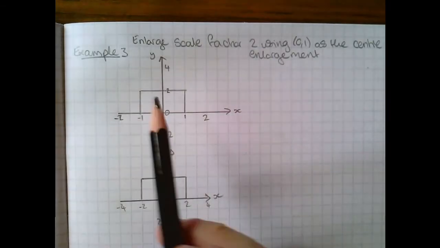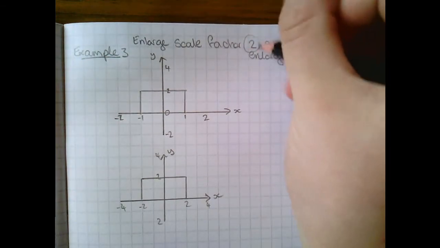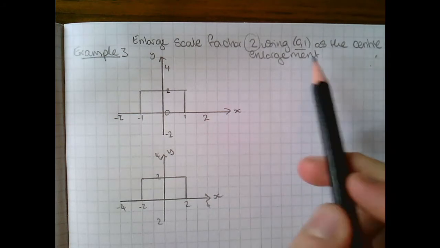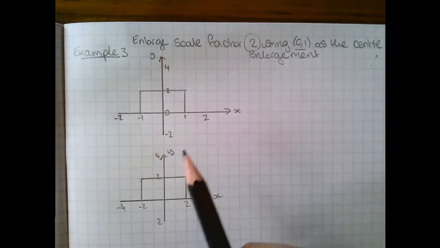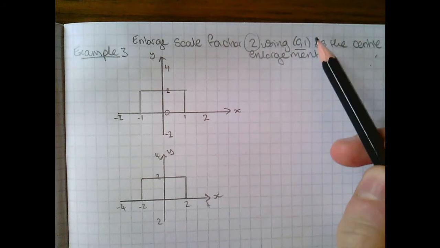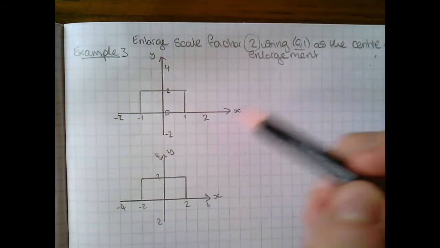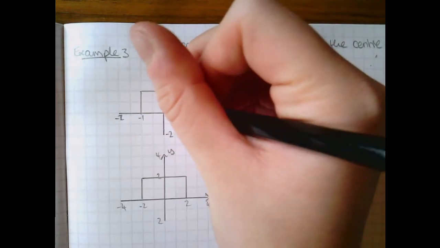This last question, you will find that we have a scale factor of 2 and using the centre of enlargement 0, 1. Okay, so that centre of enlargement is what we're going to start with. So we haven't marked that on here yet, so let's pop that on. So we go 0 along in the X direction and 1 up in the Y, so that is here.